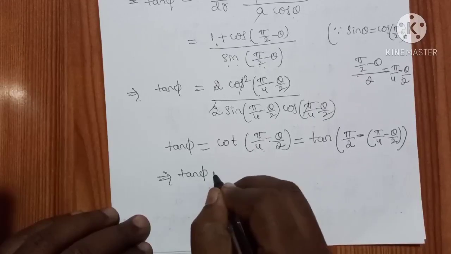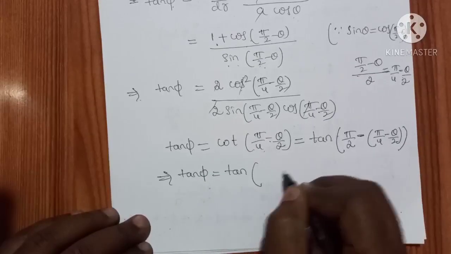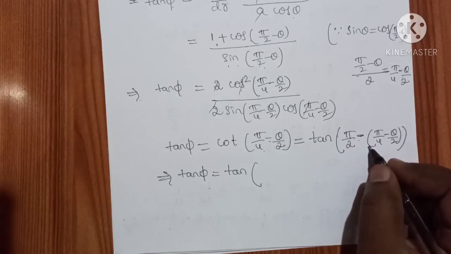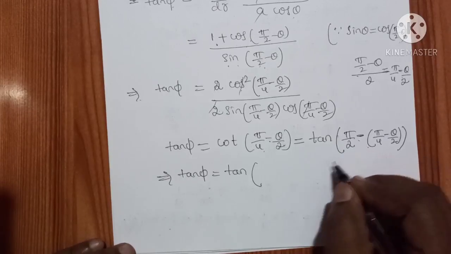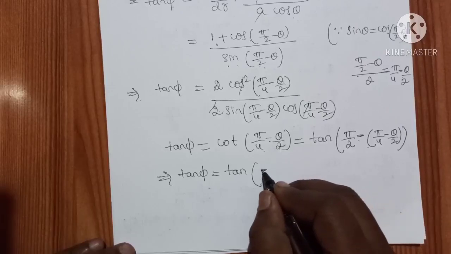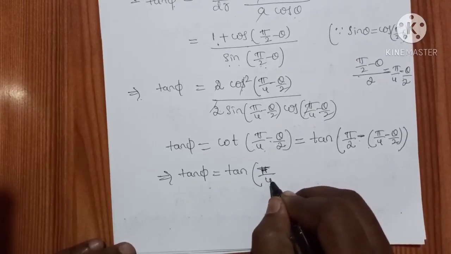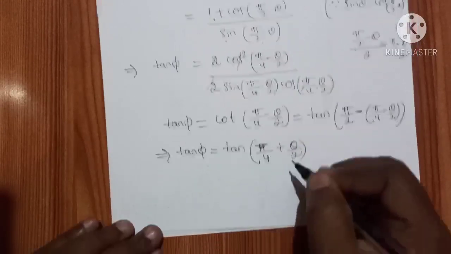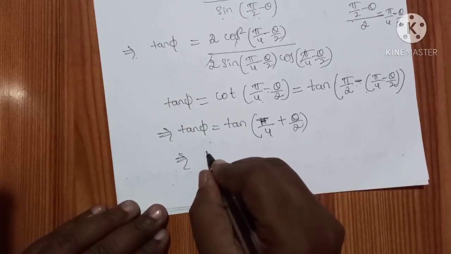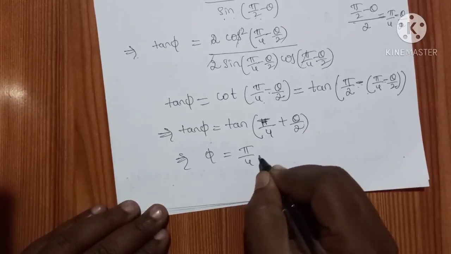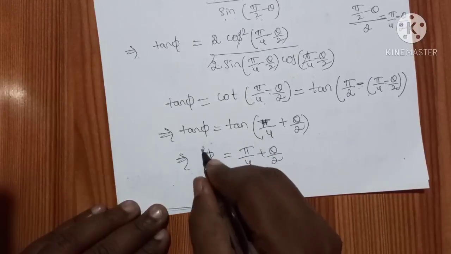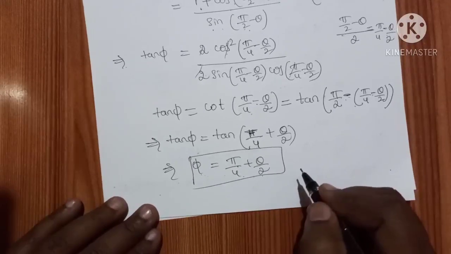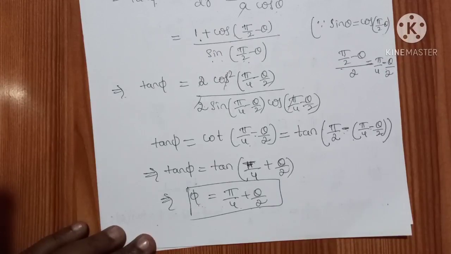So tan phi is equal to tan of, simplifying this one, we get pi by 2 minus pi by 4, equals, sorry not minus, plus pi by 4, this minus into minus gives plus theta by 2. So phi is equal to pi by 4 plus theta by 2. Now we got phi equals pi by 4 plus theta by 2. Next step, we have to find the psi value.